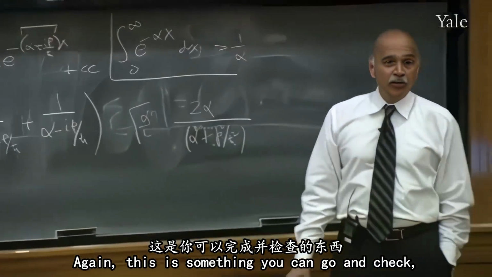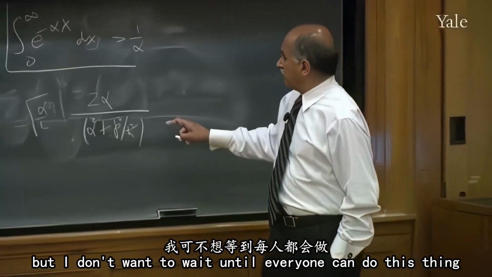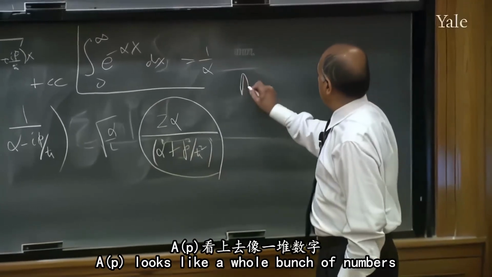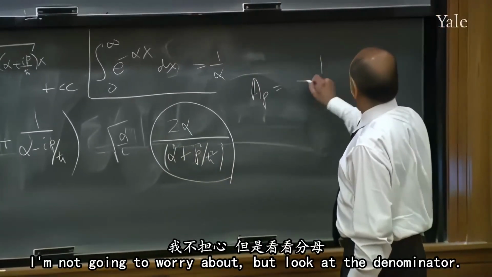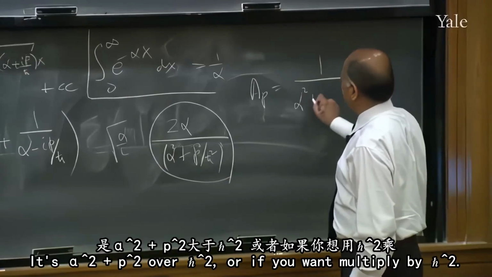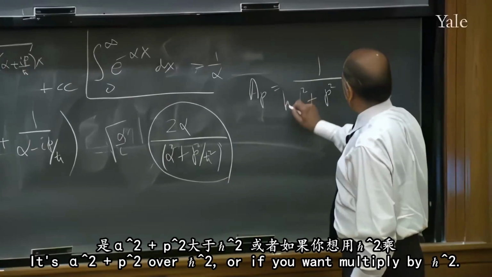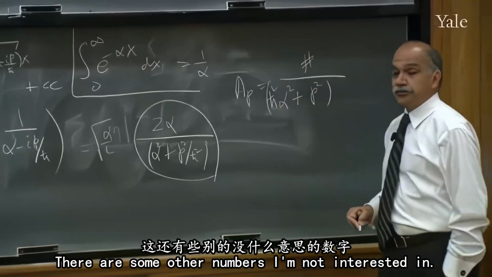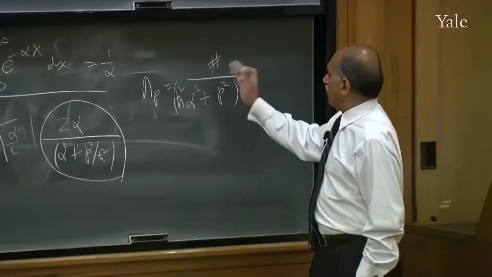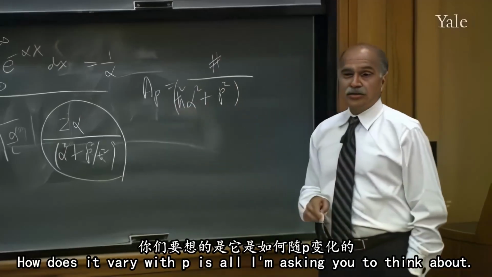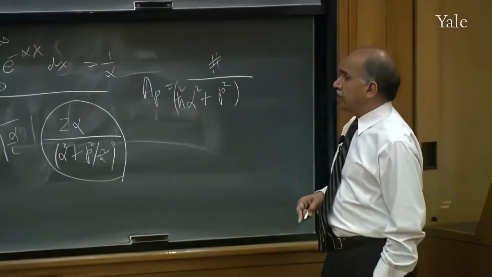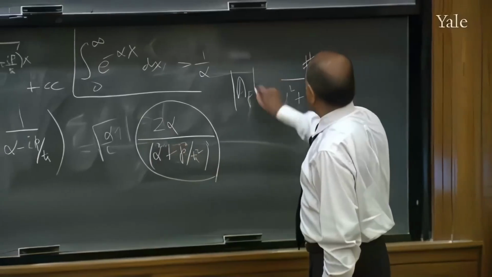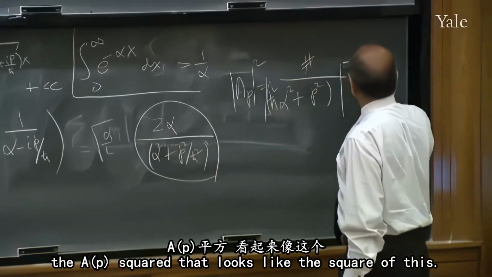Again, this is something you can go and check. I don't want to wait till everyone can do this because I want to tell you the punchline. So this is what it looks like. A of p looks like a whole bunch of numbers I'm not going to worry about, but look at the denominator. It is alpha squared plus p squared over h bar squared, or if you want, multiply by h bar squared. There are some other numbers I'm not interested in. The numbers are not important. How it varies with p is all I'm asking you to think about. I'm sorry, this is just A of p, but I want A of p squared. That looks like the square of this.